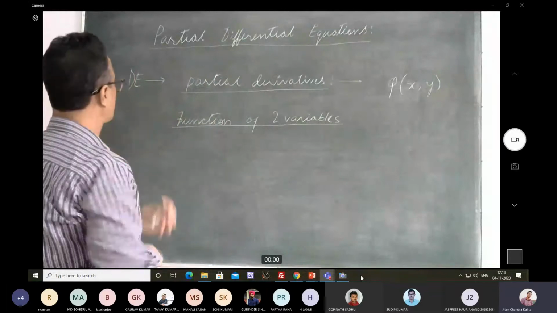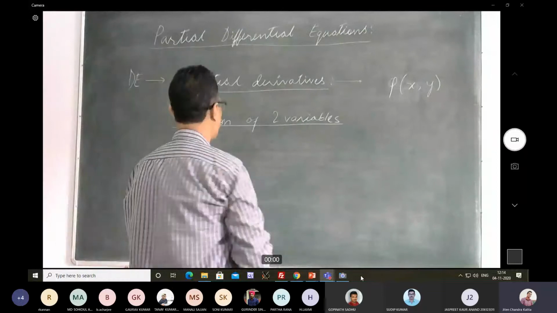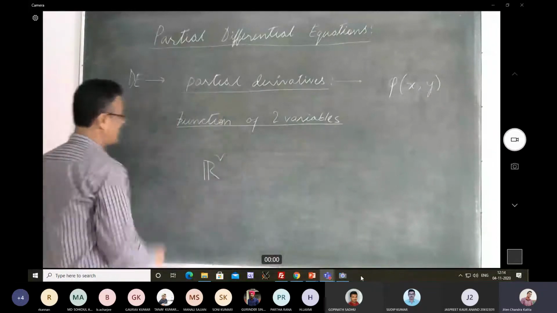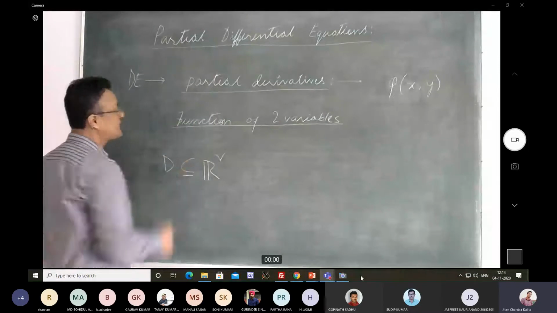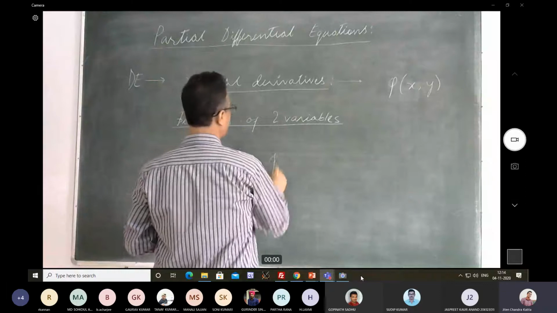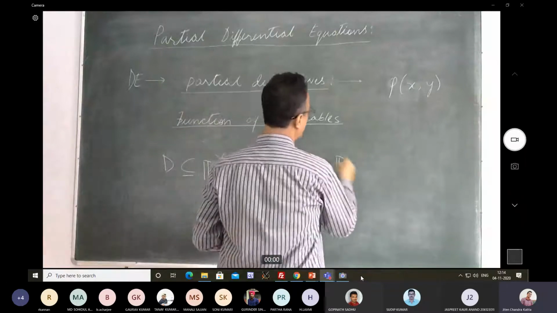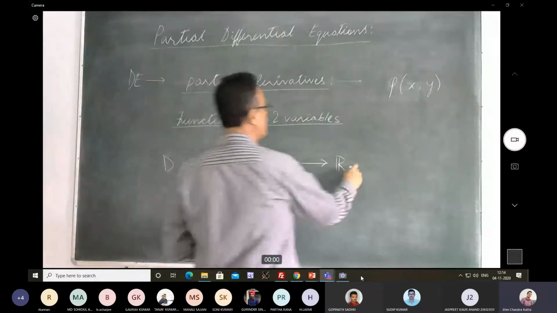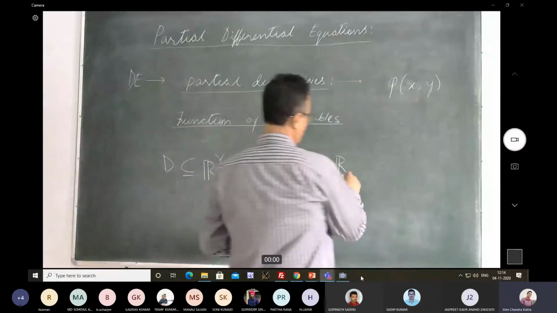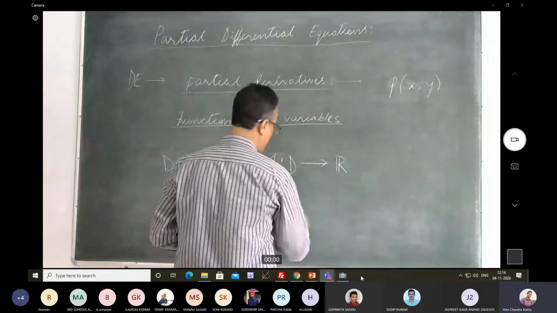So what is a function of two variables? Obviously you know that it has to be a function of two variables. So what we are going to do is consider some domain D in R2. So this is a function of two variables from this D to the set of real numbers. It is nothing but a relation that assigns a unique real number to every point.